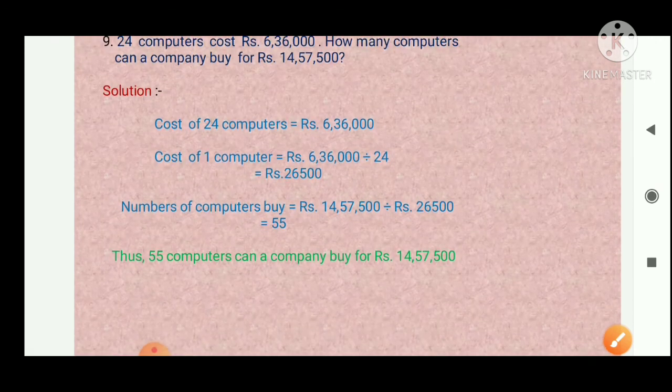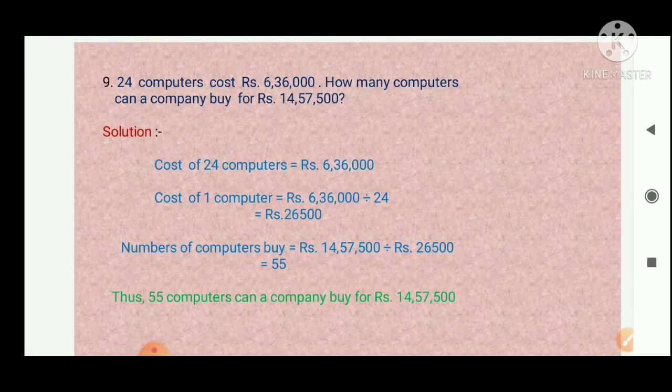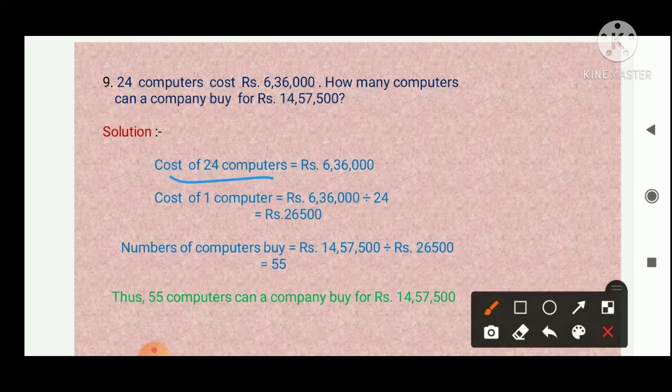Now see next word problem. 24 computers cost 6,36,000. How many computers can a company buy for 14,57,500 rupees? So here we have to find out the number of computers a company can buy for 14,57,500 rupees. So first we have to find here the cost of one computer. So in this example the cost of 24 computers is given. How much is it given? 6,36,000.